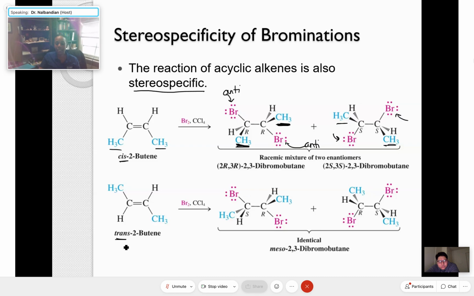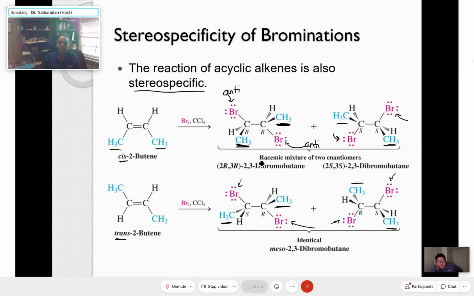For our trans alkene though, look at this. One methyl's on the wedge, one's on the dash here. And again with the other, one's on a dash, one's on a wedge. But again, we see our bromines added below and above for the two different compounds, giving us the anti-addition.